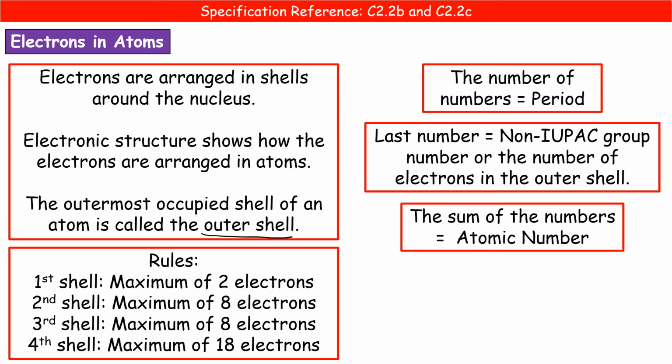Now, when we've actually got our electronic structure, we could have something like that. So 2.1. Now, this gives us a lot of information, just those 2 numbers. First thing, it tells us what period it's in, because however many numbers there are, in this case we've got 2 numbers, so it is in period 2. The last number, so this one here, is going to tell us the group number. So this one is in group 1. And if we add up the 2 and the 1 together, we've got the atomic number. So the atomic number in this case is 3.